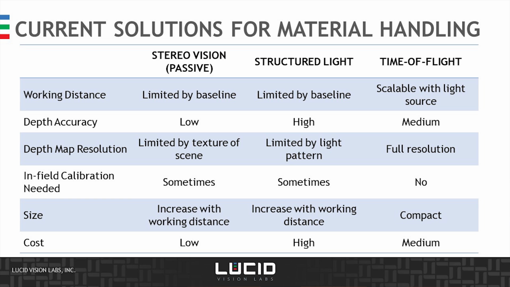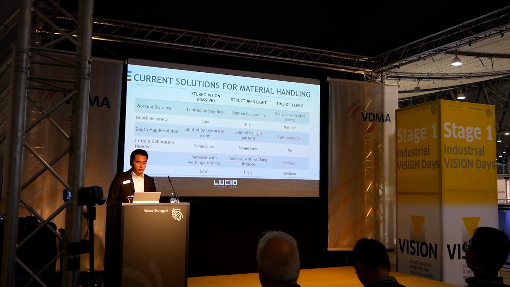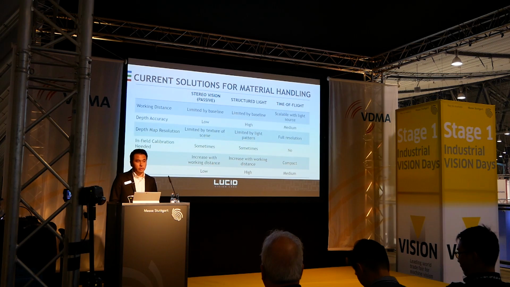In terms of depth accuracy, structured light provides the highest depth accuracy, with passive stereo vision being the lowest. In terms of depth resolution, stereo vision, as I mentioned earlier, is limited by the scene. If it's a complete white wall, you can't really match anything, so your depth map resolution is very limited. The actual resolution you can get out of stereo vision is limited by the texture of the scene. For structured light, it's similar. It's limited by the resolution of the light pattern. As for time of flight, you can fully use the resolution of the image sensor.